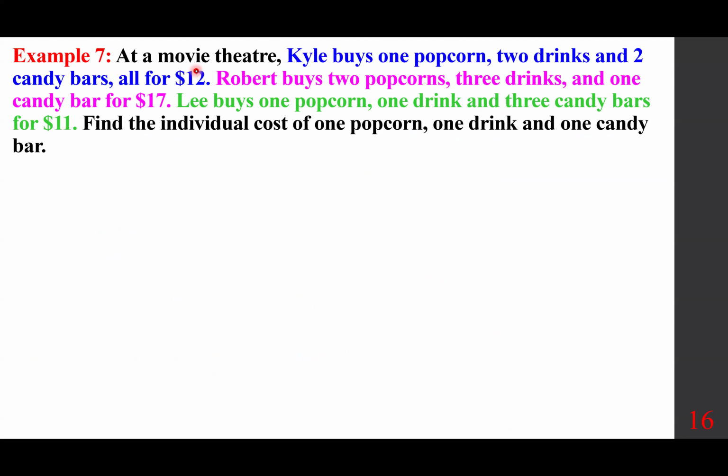At the movie theater, Kyle buys 1 popcorn, 2 drinks, and 2 candy bars, all for $12. Of course, this is years ago. Robert buys 2 popcorns, 3 drinks, and 1 candy for $17. Lee buys 1 popcorn, 1 drink, and 3 candy bars for $11. Find the individual cost of 1 popcorn, 1 drink, and 1 candy bar.